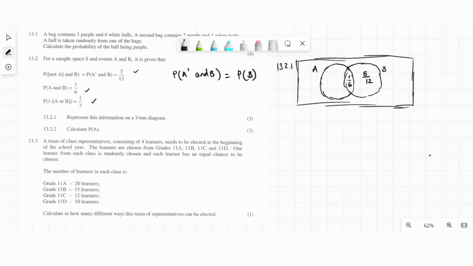Then the last part, which says the probability of 1 minus A or B, which means the fact that this whole thing, A or B, means this whole thing.